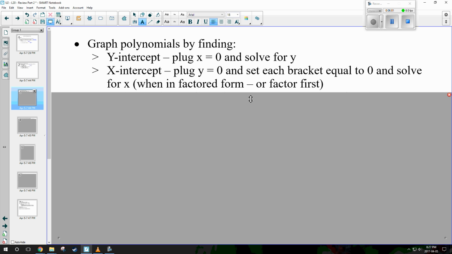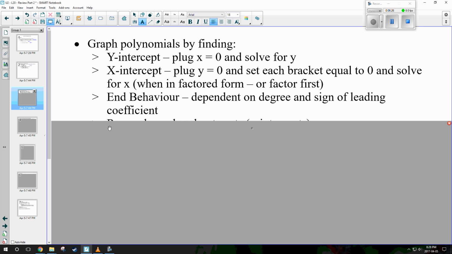Something else that we had to find was our x-intercepts. To find our x-intercepts, remember we plug in y equal to 0, and then once it's in factored form, we set each bracket equal to 0, and then we solve for x in each of those cases. And again, that's when it's in factored form. If it's in standard form, then you have to factor first to be able to find the x-intercepts. The last thing that we need to be able to graph is the end behavior, and as we just talked about, that's dependent on the degree and the sign of the leading coefficient.